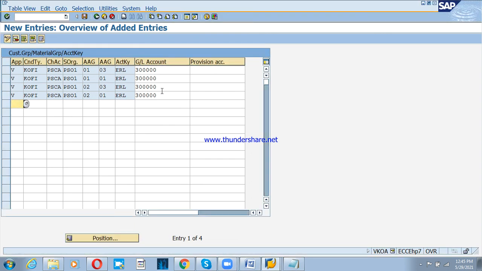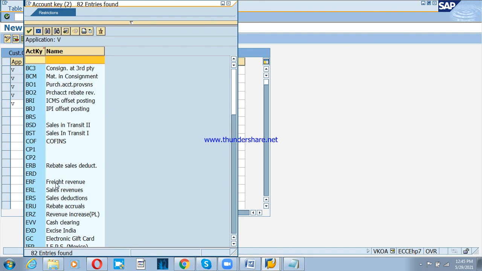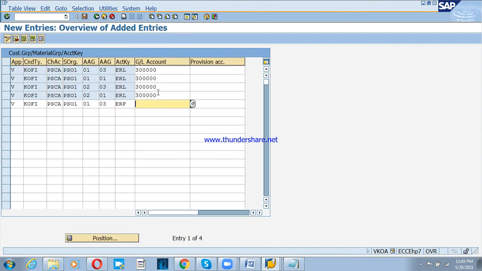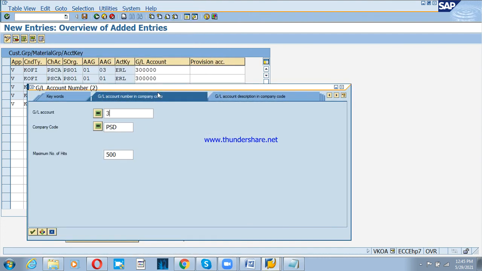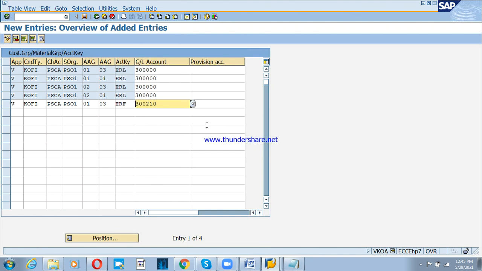So in the same manner, again application V, account determination we are going to integrate with. Then chart of account PSCA, PS01. Now again domestic customer, finished goods. Now this time freight revenue. So if I am selling the product, right, then I need to transport, right? Transportation, this is one kind of revenue.